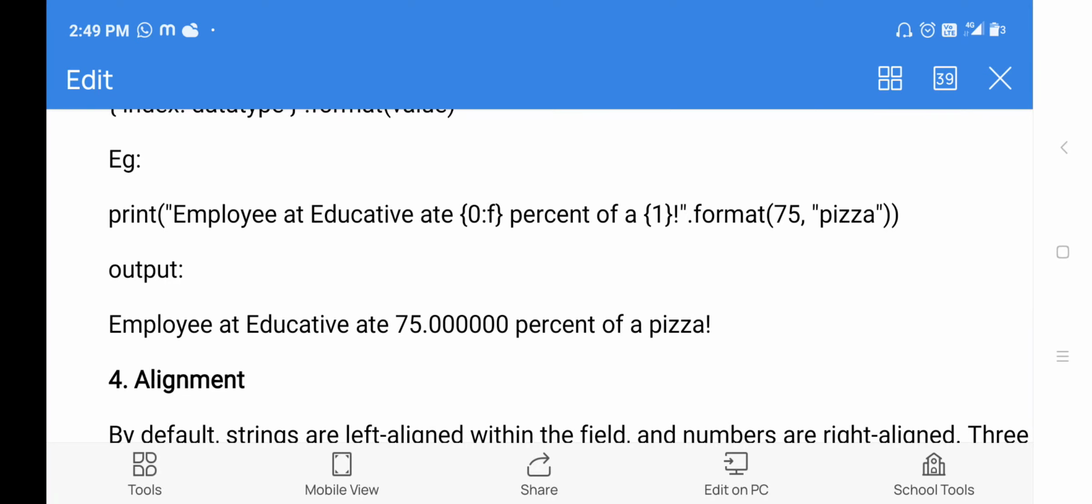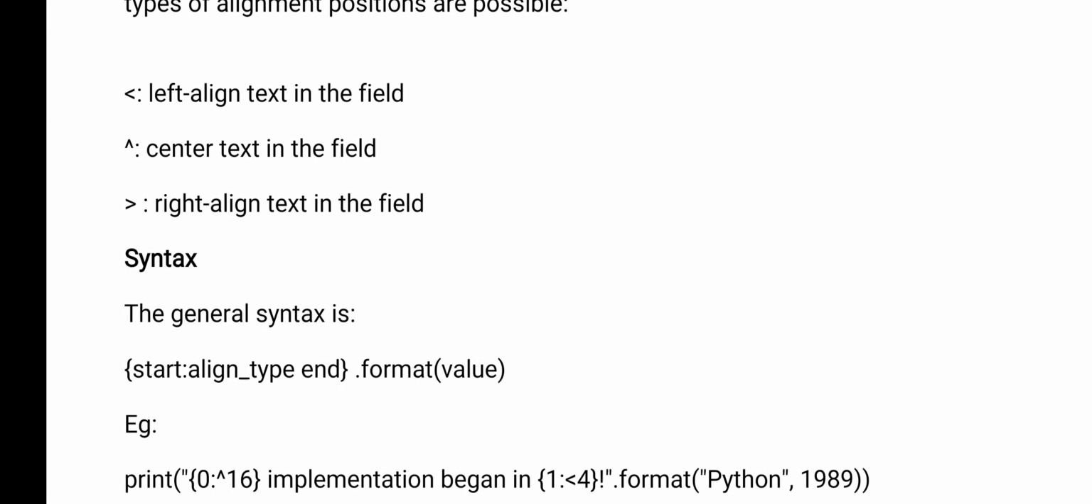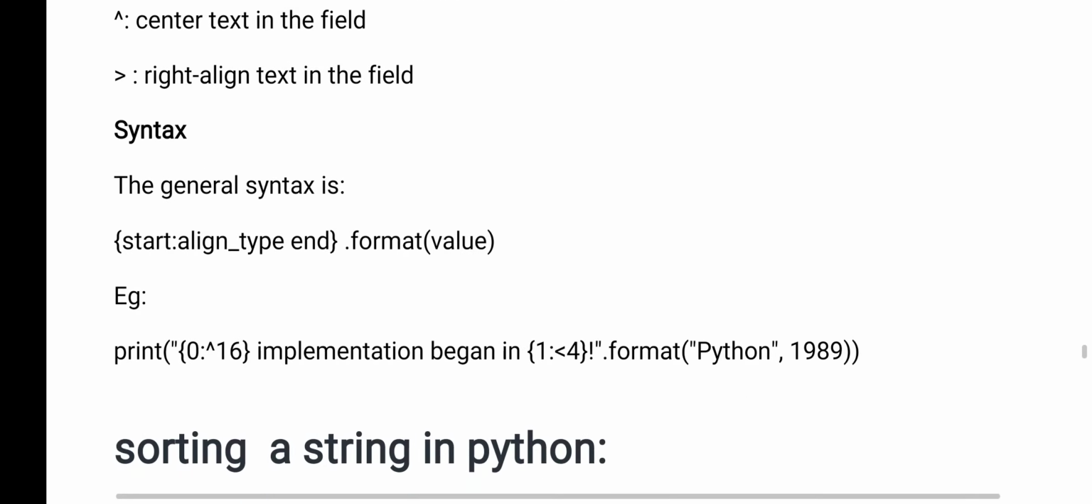Now alignment means here you can give a left alignment, right alignment, like that, and that is also possible by using the align option. Here less than colon means left align, caret colon is nothing but the center alignment, and greater than is nothing but the right alignment. See here the syntax: start, align type, end, dot format, value. Starting where to where you want to give the alignment, and what type of alignment you want, left, right, center, that you have to give, and the value also you have to give.